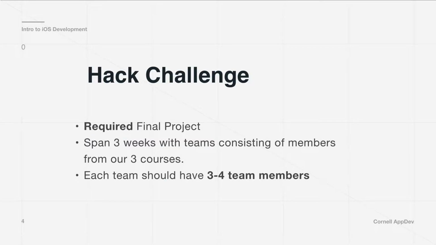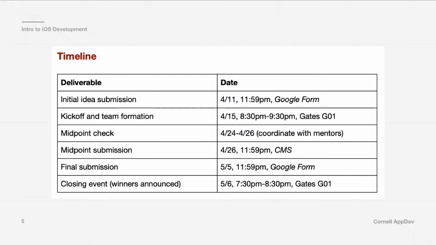Just to give you a sense of what we want, you have 3 weeks to build something, and you should have 4 team members, max 2 iOS, max 2 backend. You must have at least 3 members, and then design is on top of that. And then this is our timeline.